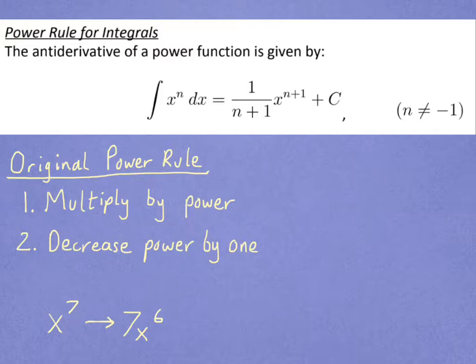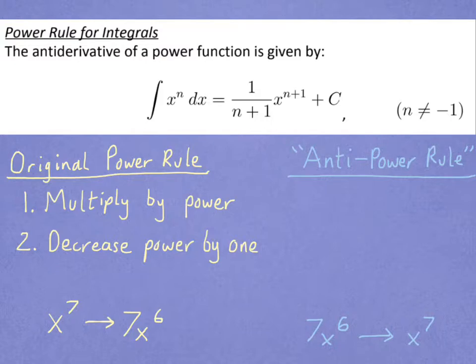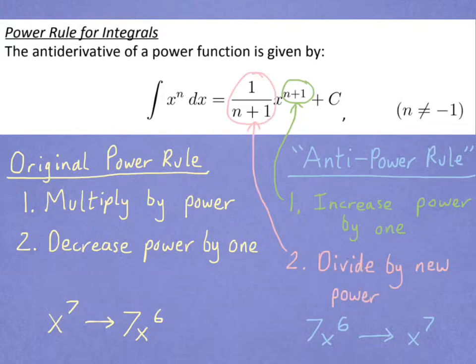But now, if I'm doing the power rule for integrals, I want to do an antiderivative, so I need something like an anti-power rule. Like maybe its arch nemesis or something. Ha ha ha ha ha. Oh, never mind. I'm sorry. So that would turn something like 7x to the 6th back into x to the 7th. I need to basically undo the steps of the original power rule. So the first step would be to increase the power by 1. That's where you see x to the n plus 1 here in the equation. And then I need to divide to undo the multiplication.